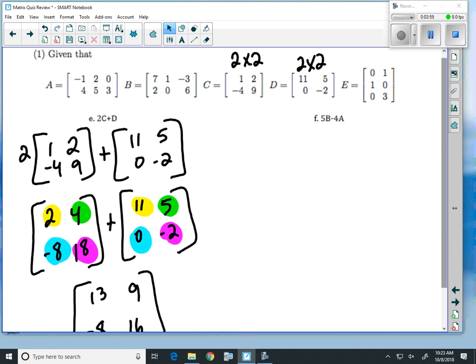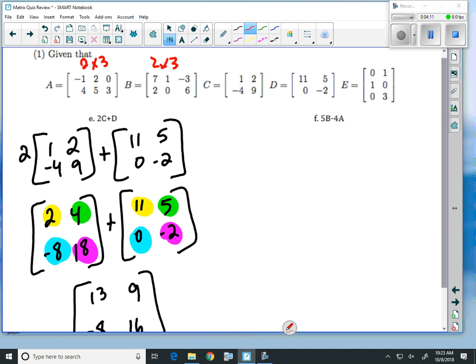All right, our next one is 5b minus 4a. So again, make sure that those are the same size. Since they are both 2 by 3s, you're going to be able to subtract those eventually. But first we have to multiply them by their scalars. Give myself a little bit more room here. All right, so we're going to take A and we're going to multiply everything by 5.